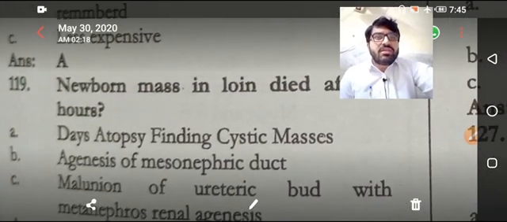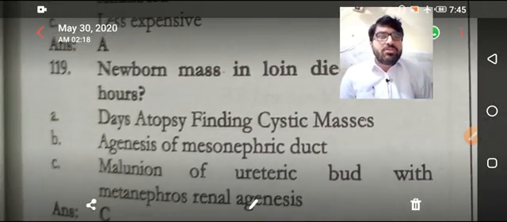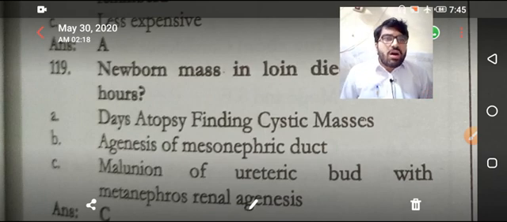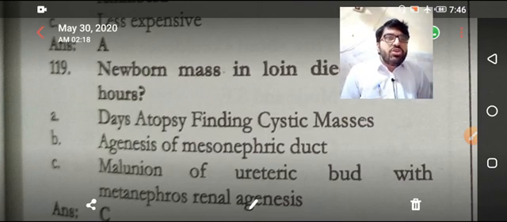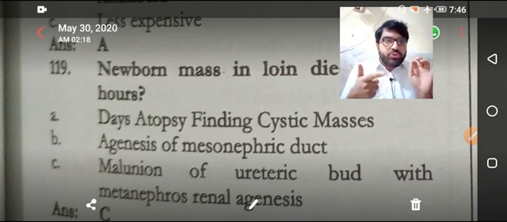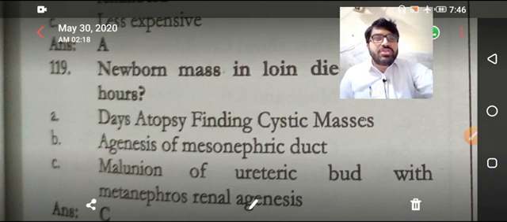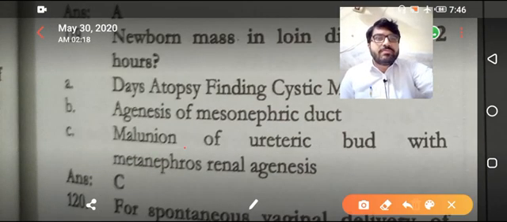New bone mass in the line died after 2 hours. Is it after 2 hours or after 2 days? Don't know, there is a printing mistake. But the rule of FCPS part one is that when you do not know the right option, follow the majority. If you are not sure about the right option over here, the majority is following option C, so follow that.